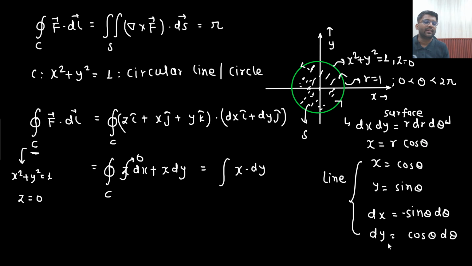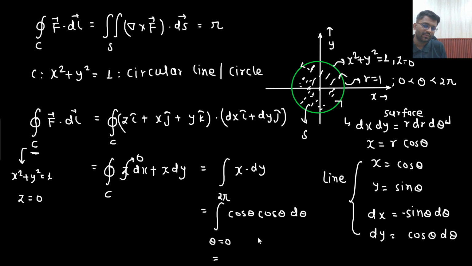A similar thing we have done here. So what is the value of x? Sir, the value of x is cos theta. What is the value of dy? dy is also cos theta d theta with the limit of theta going from 0 to 2 pi. So what answer are we getting? Cos square theta d theta with theta going from 0 to 2 pi. So cos square theta is (1 plus cos 2 theta) divided by 2, and the answer is pi.